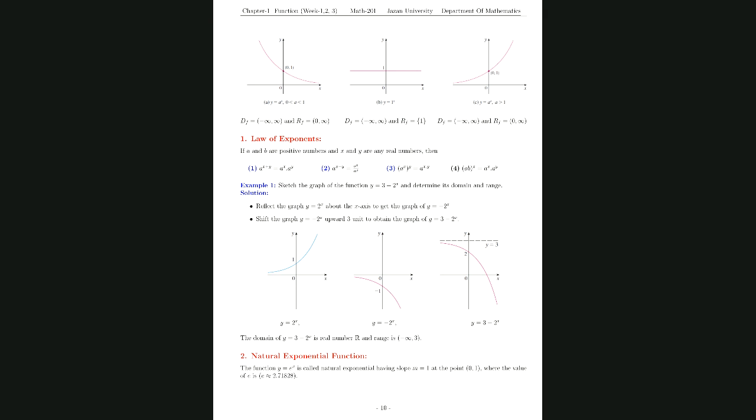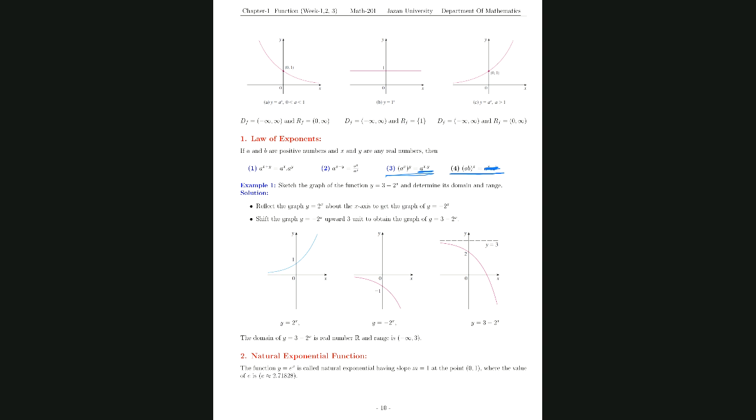Now law number 3: a power x, power y, here we multiply the powers, giving a power x times y. Remember this. And number 4: a times b, power x.